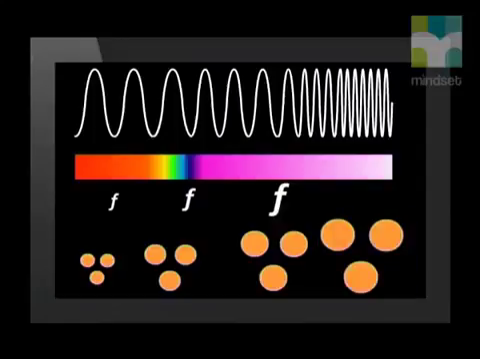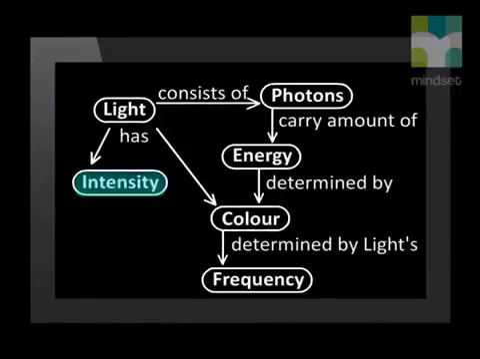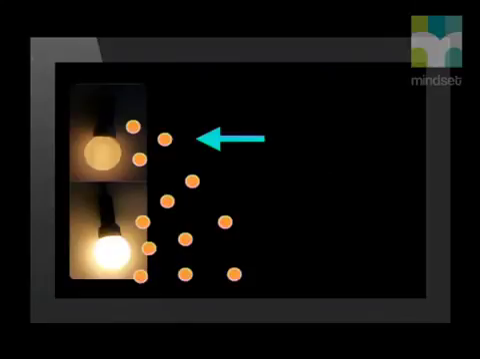To help us understand the concepts, here we represent each photon as an orange ball, where its size represents its amount of energy. However, we must remember that photons actually have no size or mass at all. Einstein said the intensity of light is determined by the rate at which the light source emits photons. A dim light emits few photons every second. A bright light emits many photons every second.